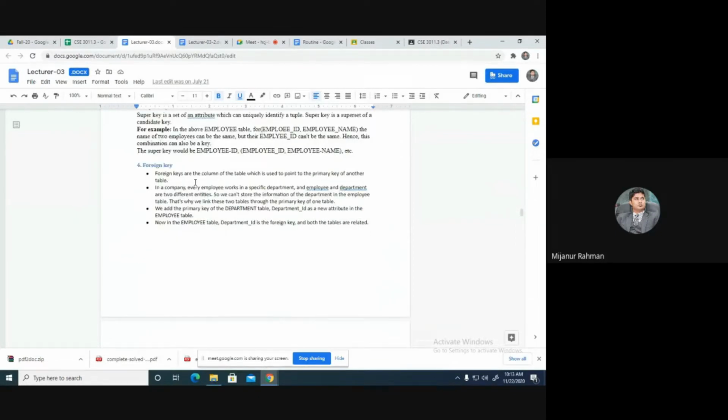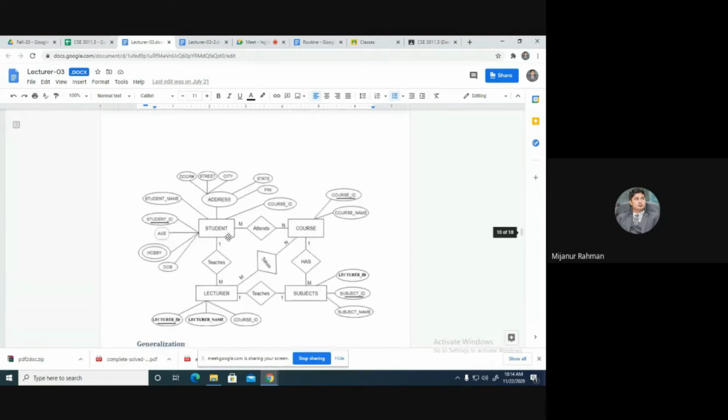So dear, now we're talking about the foreign key. What is the foreign key? Let's say in your table or in your entity, you have a primary key. In another entity or another table, that primary key is treated as a foreign key. So what do you mean by that? It means the primary key of one table is a foreign key when it is in another table. So that is why it is the foreign key.